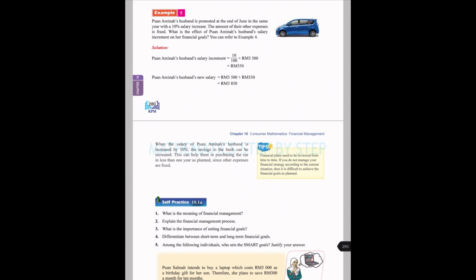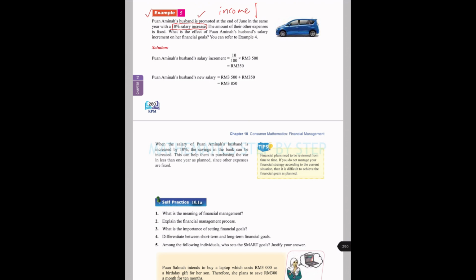So let's go through example 5 together. Puan Aminah's husband is promoted at the end of June in the same year with a 10% salary increase, okay? This is a good news, so income will be increased. The amount of their other expenses is fixed. What is the effect of Puan Aminah's husband's salary increment on her financial goals? You can refer to example 4, okay?